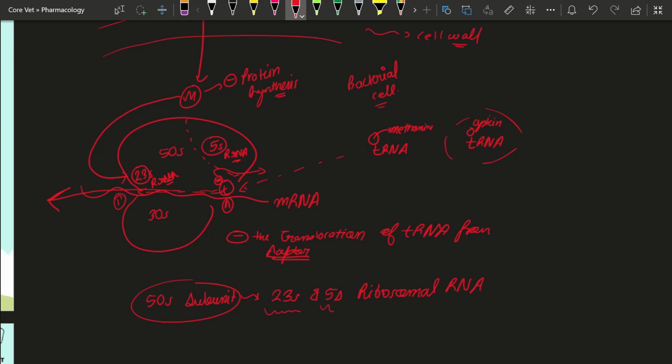After the attachment, the macrolide inhibits the translocation of the tRNA from the acceptor site. Means the tRNA that had already attached at the acceptor region is not moving forward and not giving space for the next tRNA to attach at the acceptor site. If the next tRNA is not going to attach, obviously there won't be any elongation of the peptide chain. That leads to inhibition in the elongation of the peptidyl chain, ultimately leading to the inhibition of protein synthesis, right? So that's the mode of action of the macrolide.